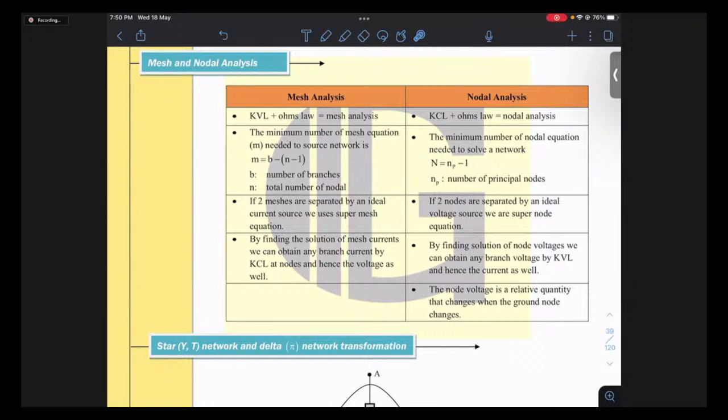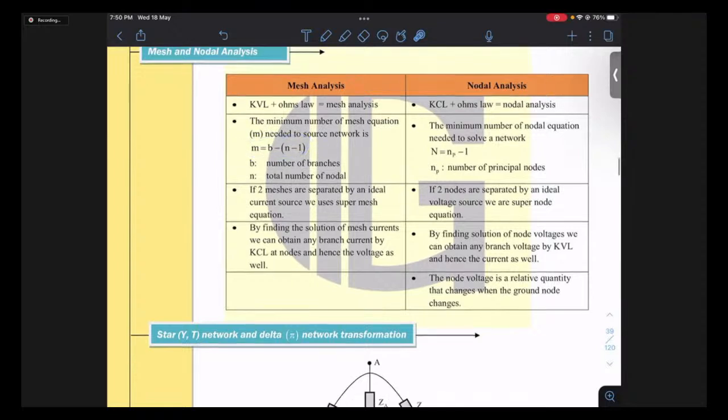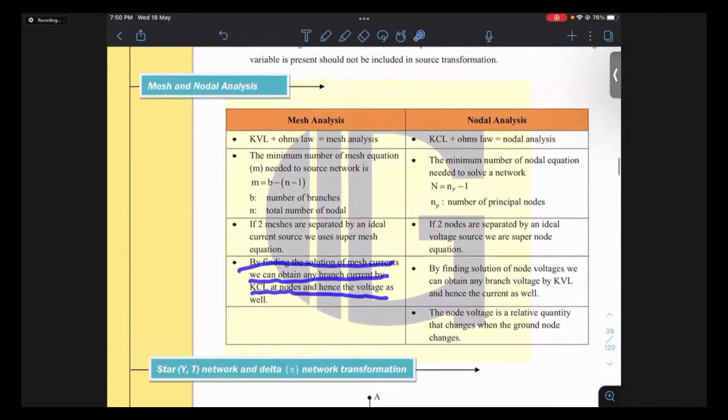In mesh analysis, we make use of KVL and Ohm's law. So KVL plus Ohm's law is mesh analysis. The minimum number of mesh equations needed to solve a network is B minus N plus 1, where B is the number of branches and N is the total number of nodes. By finding the solution of mesh currents, we can obtain any branch currents by KCL at nodes, and hence voltages as well. I'll explain the meaning of these statements.